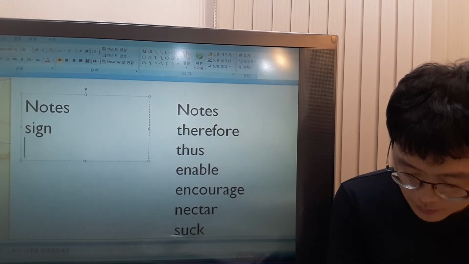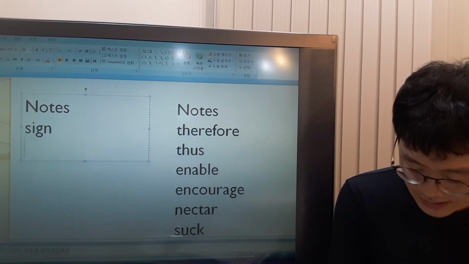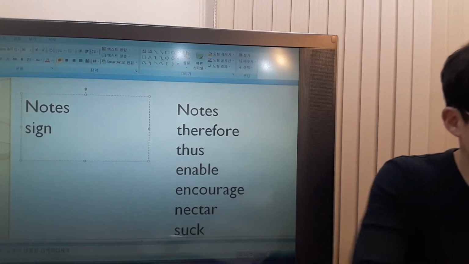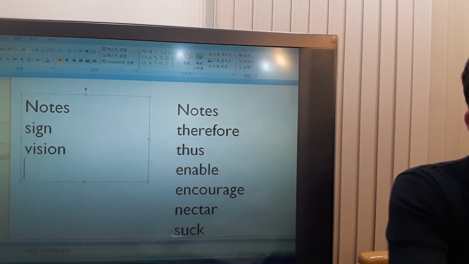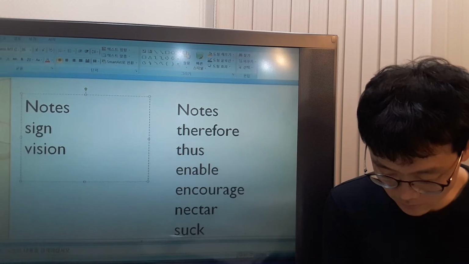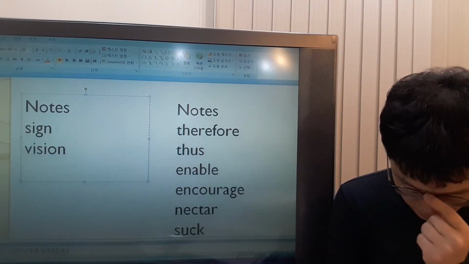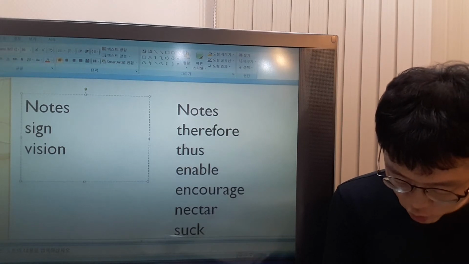You see, birds and bees have color vision, so they can recognize the colorful flower petals. Birds and bees have color vision. What does that mean, vision? Vision is the ability to see. So color vision is the ability to see colors. Okay? So they can recognize the colorful flower petals.